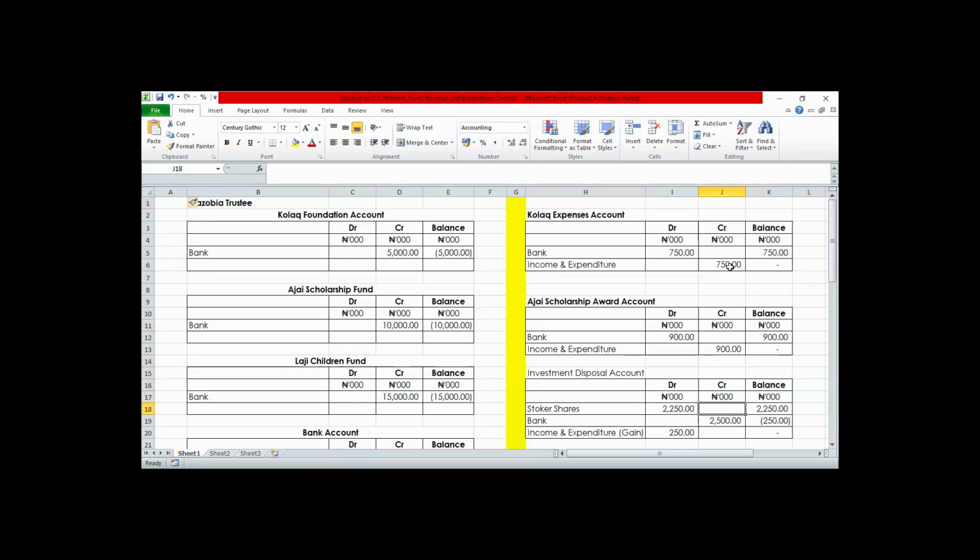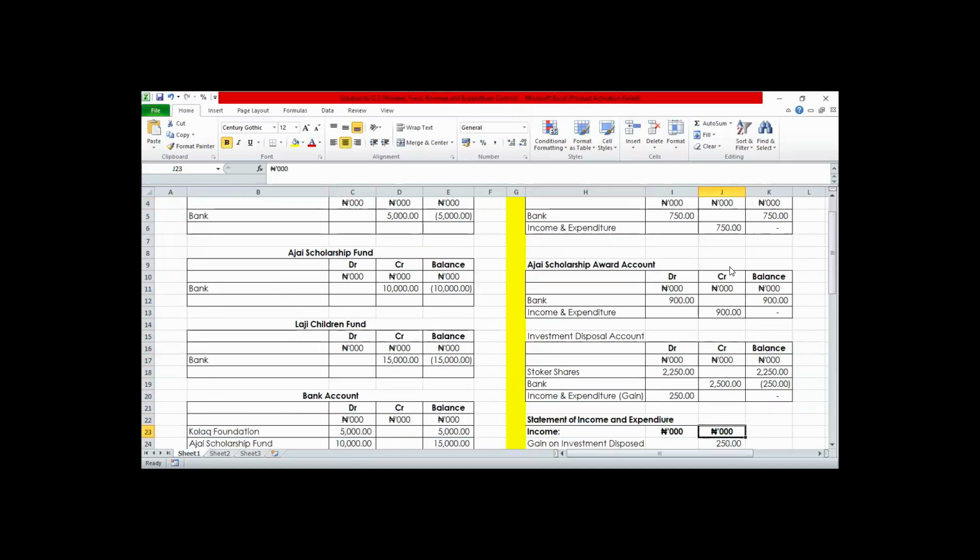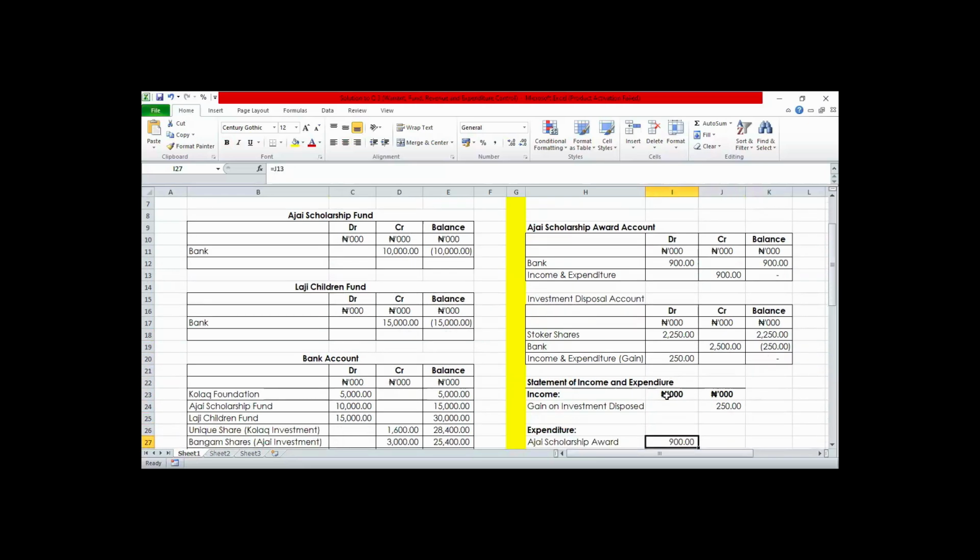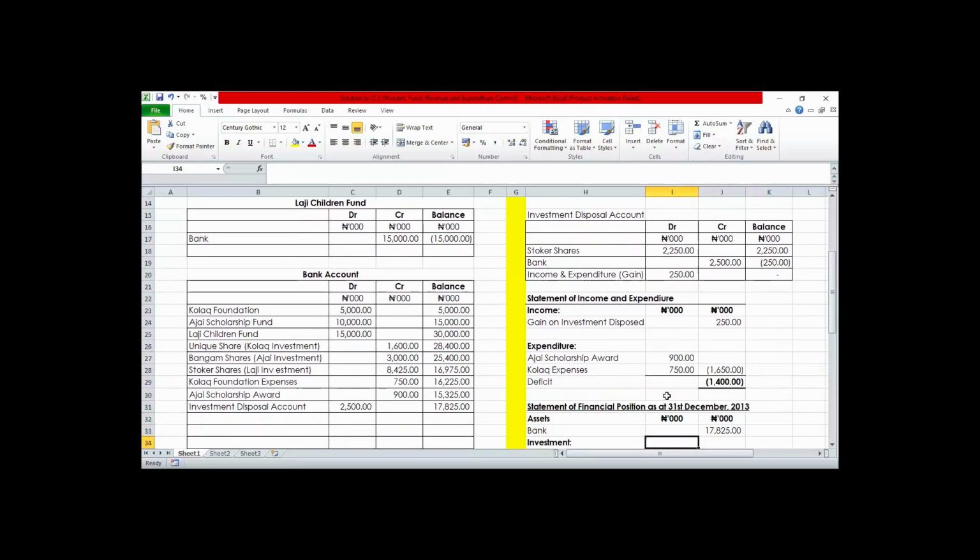Then investment disposal account. From the Stocker investment account, they disposed some of the investment. The cost of the investment disposed was also given. This is the cost of that investment, while the amount they received from the investment that they sold is 2.5 million. The difference between the two is this, which is the balance. That one is going to the income statement account, which is this. Then we now prepare the income and expenditure statement.